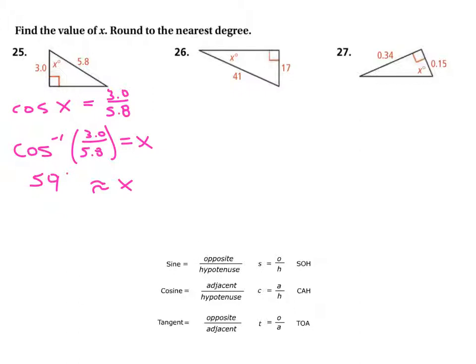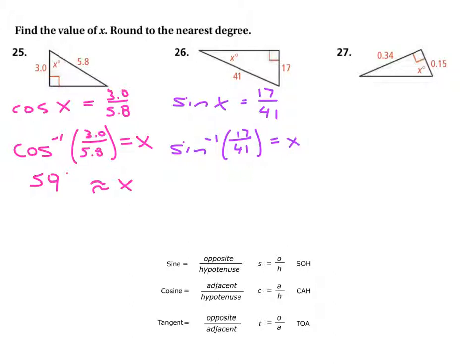Yeah? Let's keep going. We see x. What two sides are we dealing with? Well, we can see opposite x, we see 17, and then the hypotenuse. Opposite and hypotenuse is sine. So we write sine of x equals 17 over 41, and then inverse sine of 17 over 41 will solve for x. That's equal to x. Okay.